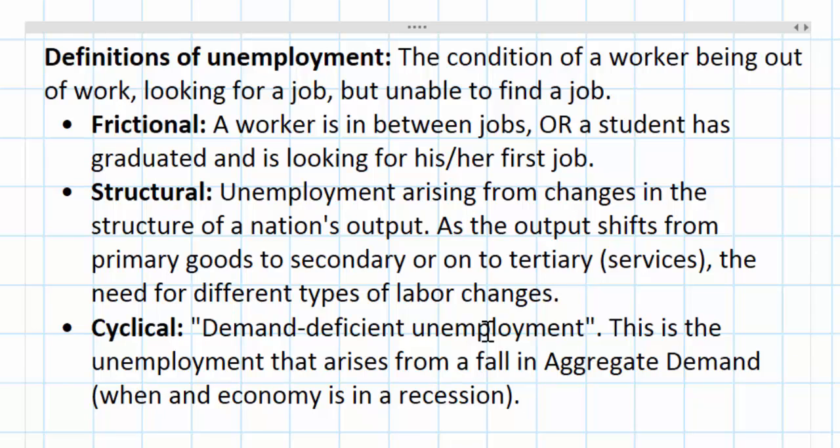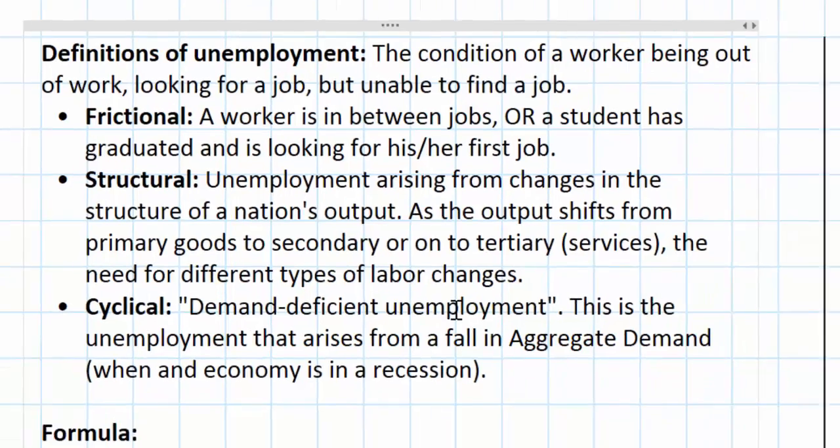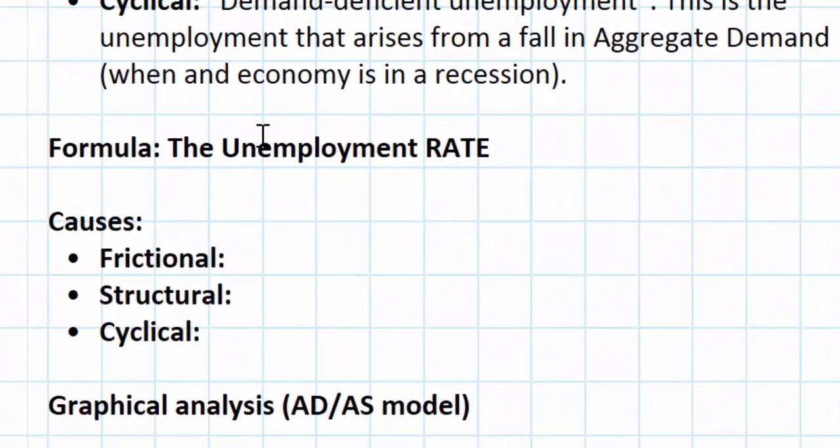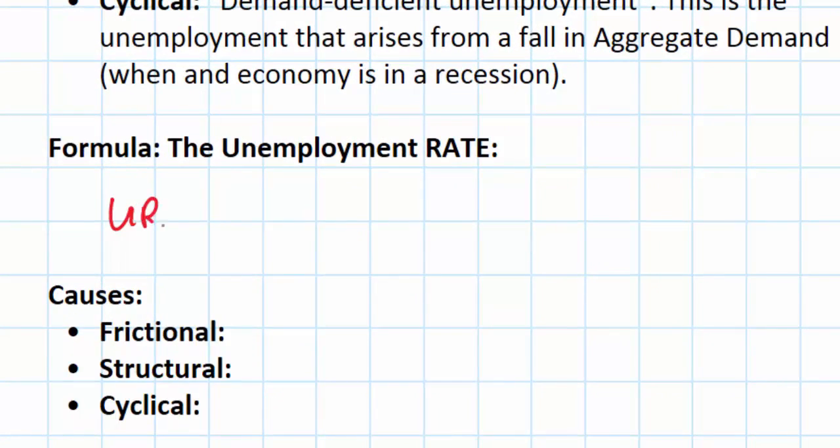We'll graph the different types of unemployment using an AD-AS model in just a moment, but first let's talk about the formula. Usually when discussing unemployment, we refer to the unemployment rate. The unemployment rate refers to the proportion of the total labor force that is unemployed at any given time. So we're going to write out a simple equation here.